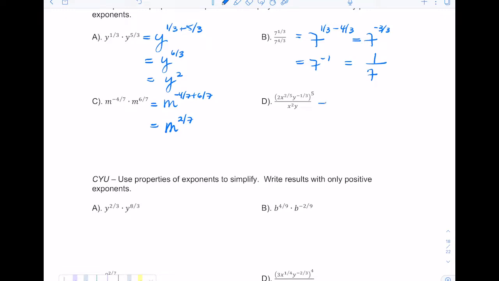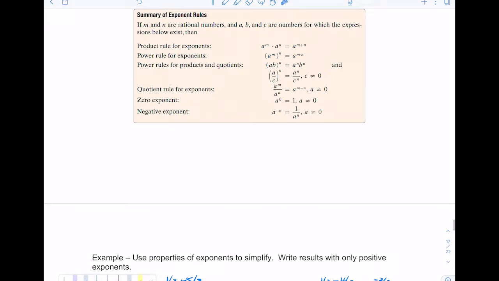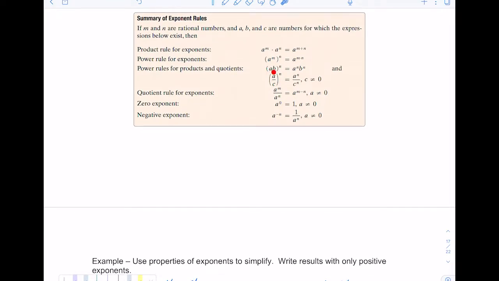For letter D, here I have a division, so a quotient, but in the numerator I have parentheses and then a power. So I'm going to take my product to a power rule, which says you're just going to distribute the power to each of those bases.